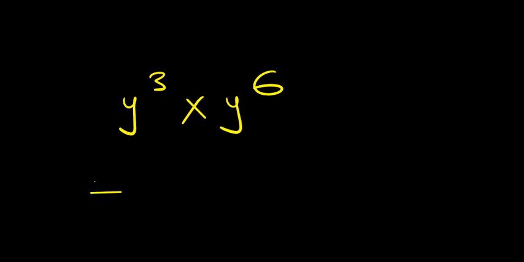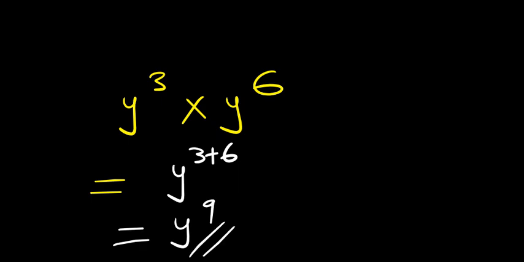Let's say I've got y to the power 3 multiplied by y to the power 6. How do we solve such a one? Okay, so according to the rule of indices, what do we do to the powers? We're supposed to add them because we're multiplying. So it will be y to the power 3 plus 6. That will give us y to the power 9. So basically, this is how we solve such a one.